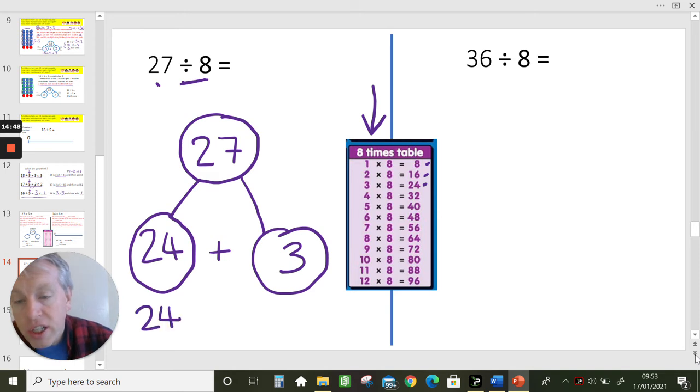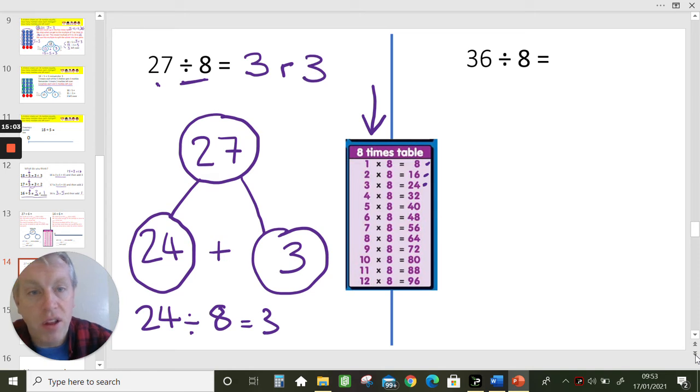Okay. Split the 24 up. 24 divided by 8 is 3. 27 divided by 8 is 3, remainder 3. And actually I'm going to change this one. I'm going to do 33 divided by 8.